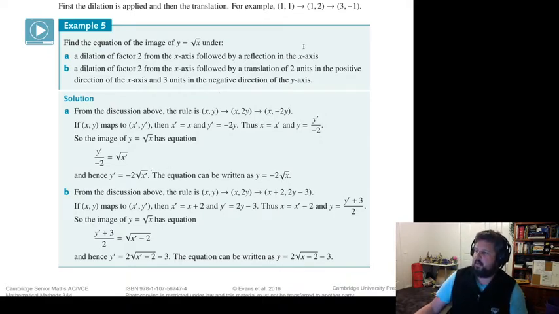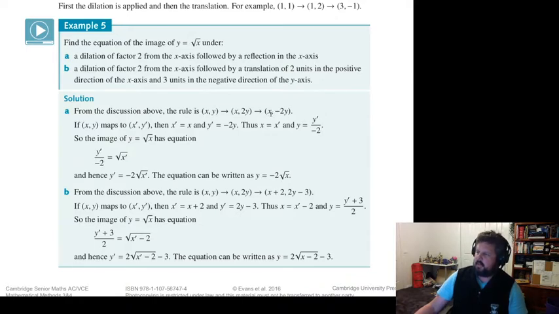Alright, so here is what you need to do. We've got the x and y coordinates. The first transformation was a dilation factor of 2 from the x-axis. That means we multiply the y coordinate by 2. Following that, there was a reflection in the x-axis, which means we take the negative of the y coordinate. So this gets multiplied by a negative, which ends up here. Most people should be fairly happy doing that.